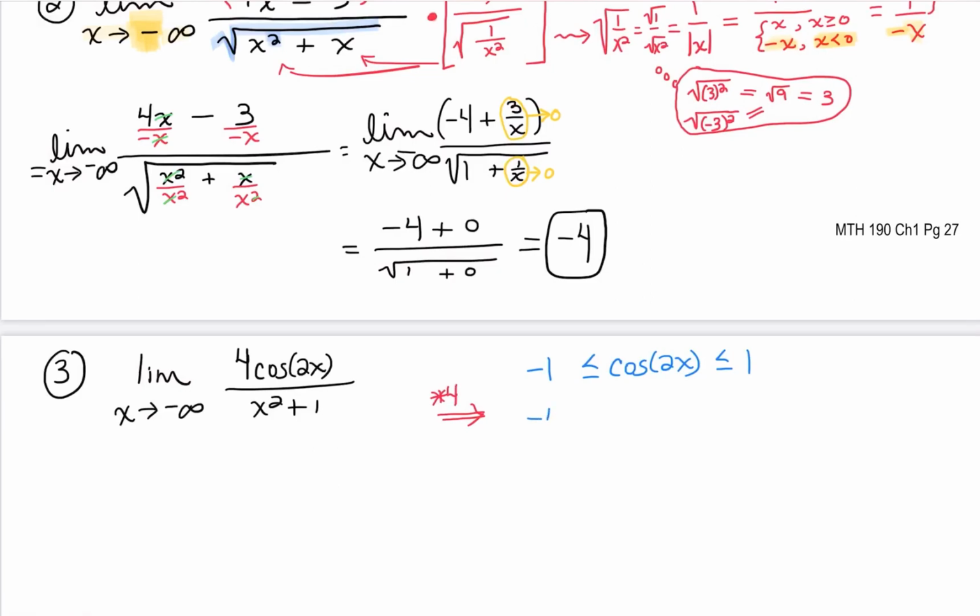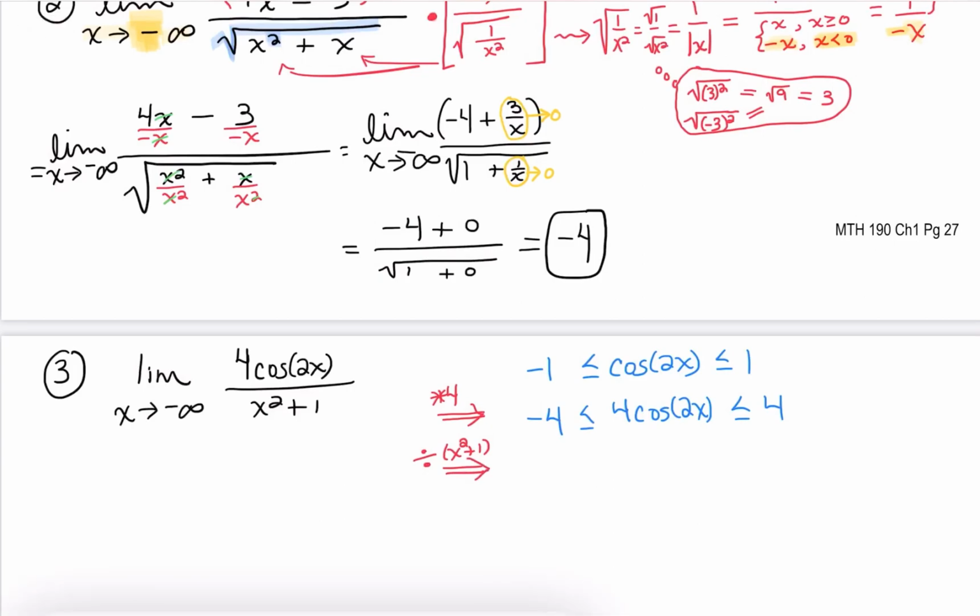And so keep in mind what my goal is. Why am I doing that? I'm trying to get my function whose limit I'm investigating bound in between some other functions that maybe I can evaluate. So there's the numerator of the function I'm interested in. Now, in order to create the function that I want, let's divide through by the x squared plus 1. And that's going to create the function that I want.